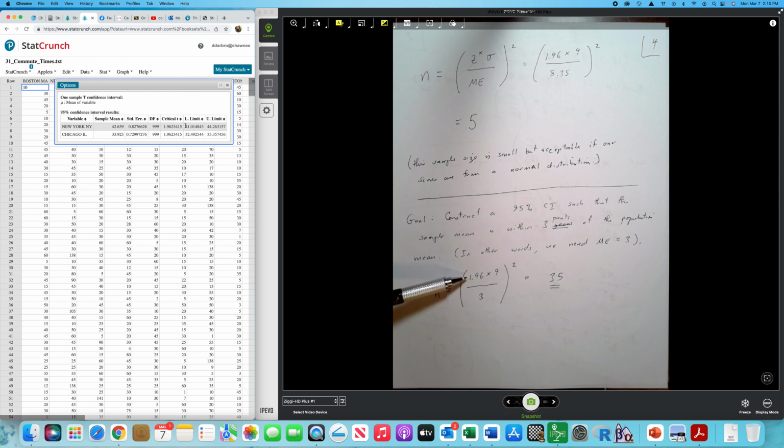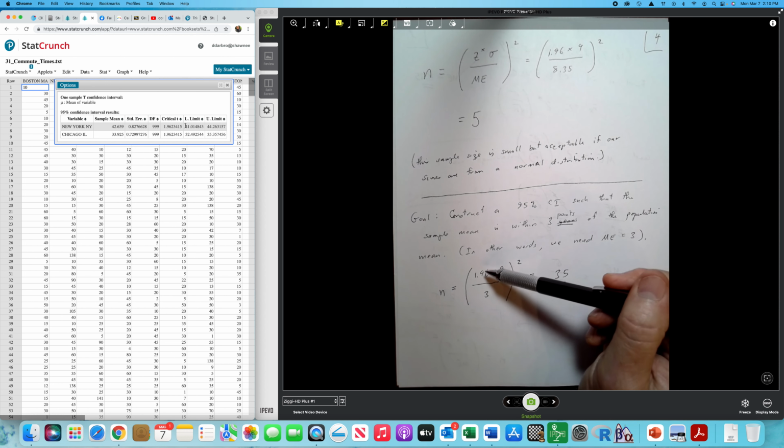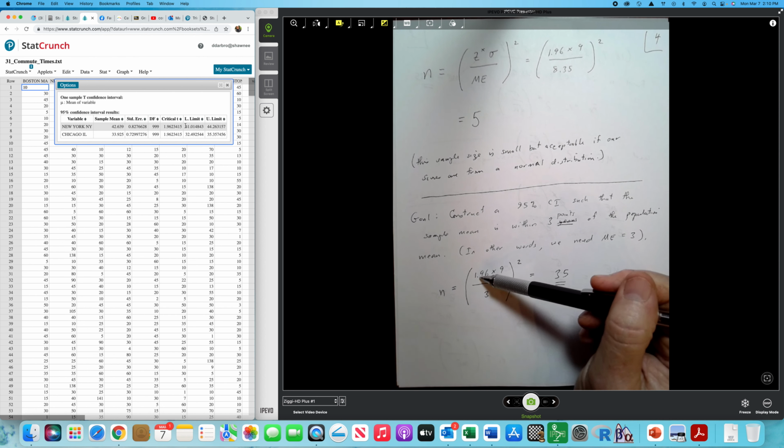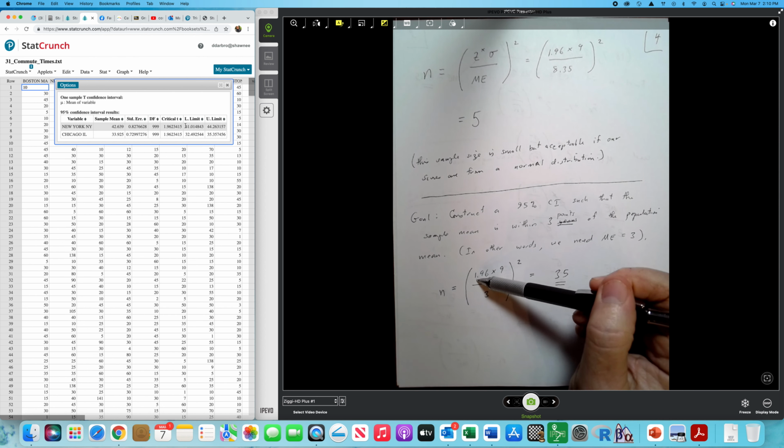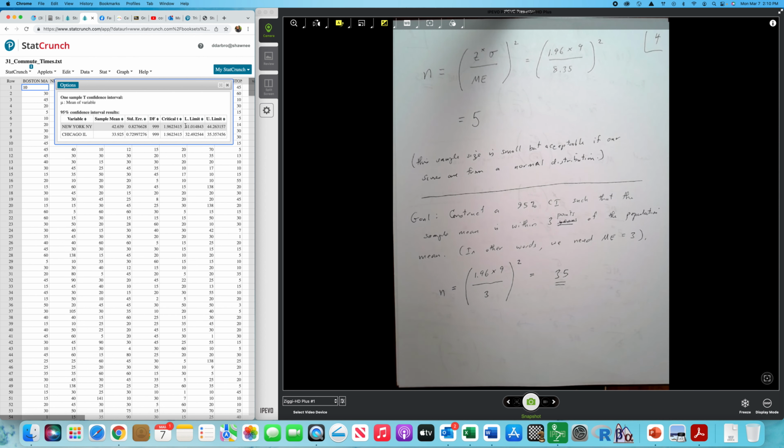1.96 is and always will be the z critical for the 95% confidence interval. If we wanted 90%, we'd put another value there. If we wanted 99%, we'd put another value there: 1.645 for 90% and 2.58 for 99%. But we don't. We want 95. So 1.96 is and forever always will be the z critical for a 95% confidence interval, multiplied by the standard deviation, which we know from previously is 9, and put in our desired margin of error, which in this case is 3. We get 34 point something.